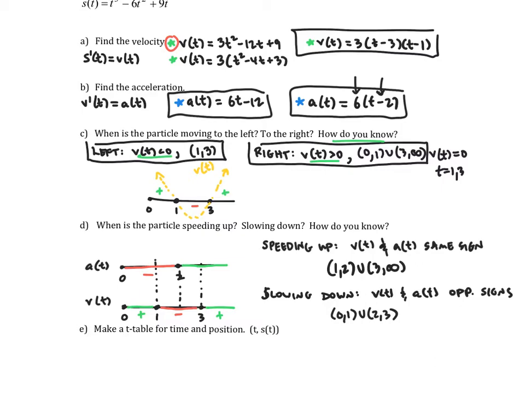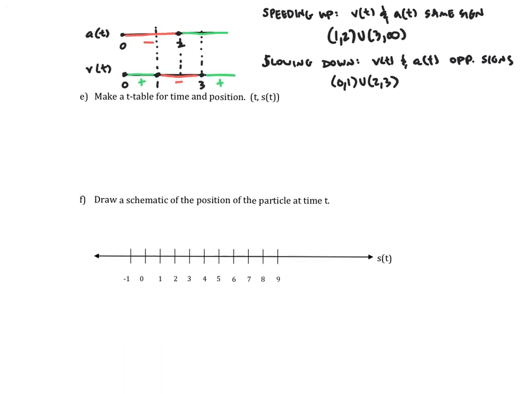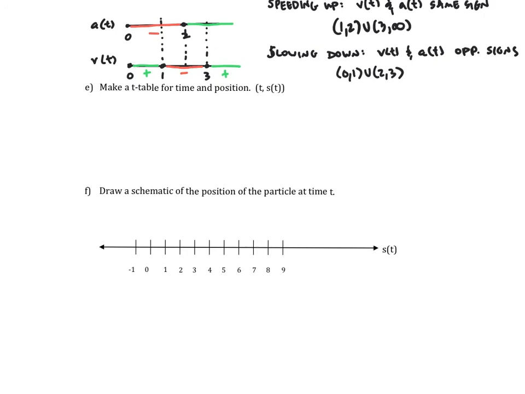Okay, let's make a t-table for time and position, and then we'll graph the schematic on this line graph here. Okay, so using my calculator, I found t and s of t. Let's try that again. That's better. And I went 0, 1, 2, 3, 4, and 5. I went the first 5 seconds.